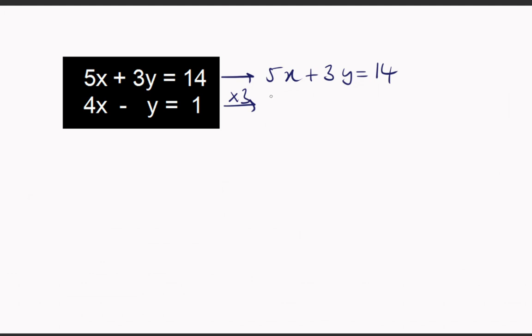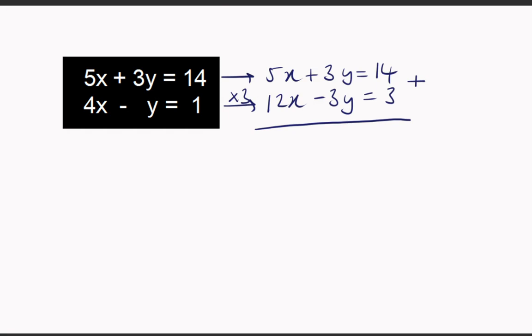So 4 times 3, that's 12x. We're going to have minus 3y. And 3 times 1. A lot of people forget to times the 1 also. 1 times 3, it's 3. Now what do we do? Well, we know we've got 3 and 3 here on the y's. That's good. And we have a plus and a minus. So when the signs are different, you add them together.